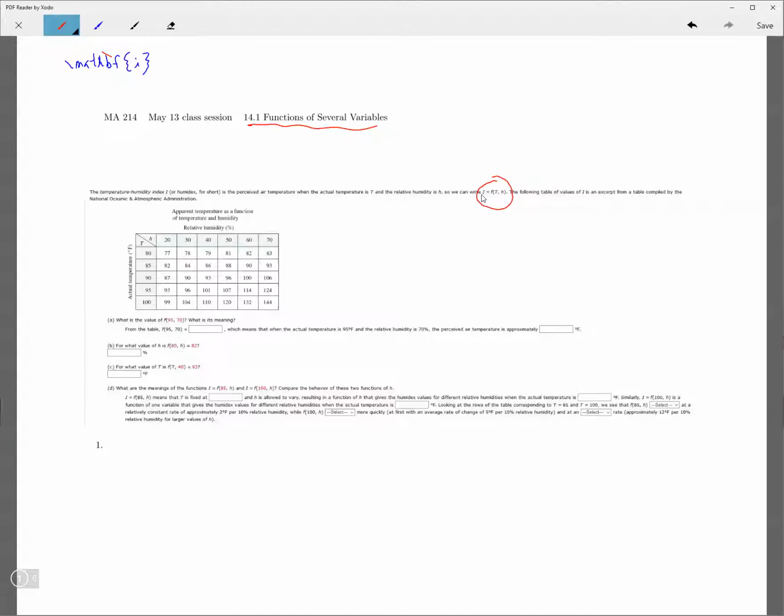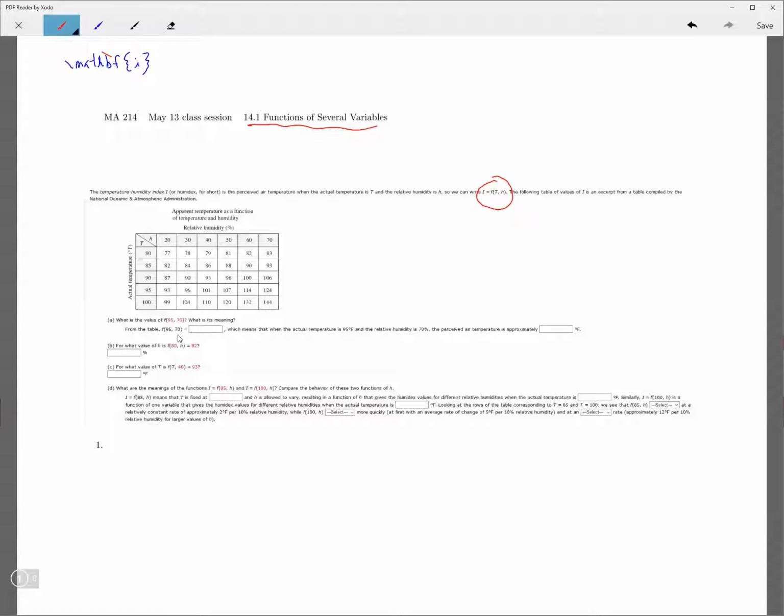So the apparent temperature, what it feels like, is a function of the actual temperature and the humidity. So that's a function of 2 variables. When you say it's a function of several variables, that means more than 1 variable. So here we have 2 independent variables, and I is the dependent variable. Okay, so part A. What's the value of f(95, 70)? And what does it mean?